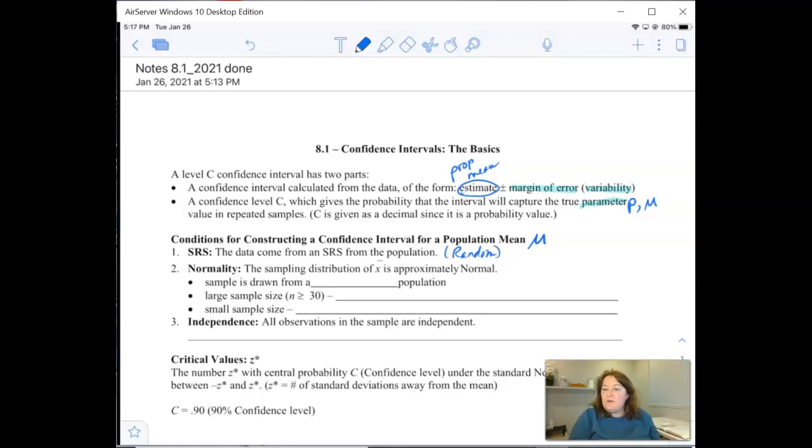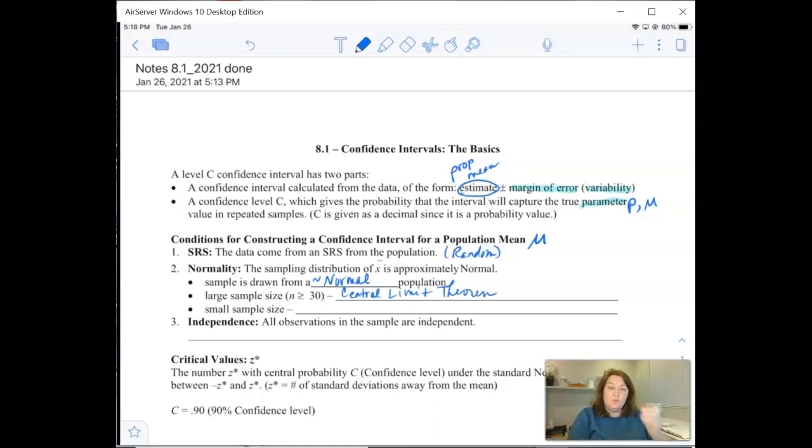The other thing we need to check for is normality, and we've already been doing this in our sampling. So either the sample is drawn from a normal or approximately normal population, then we know that our sampling distribution from that should be approximately normal as well. Or because it's a means problem, we can use the large sample size, n is greater than or equal to 30. Remember, that was called the central limit theorem. So these checks that we were doing before don't go away.